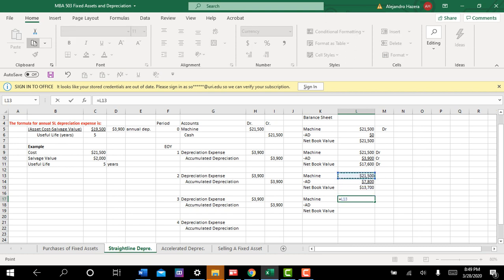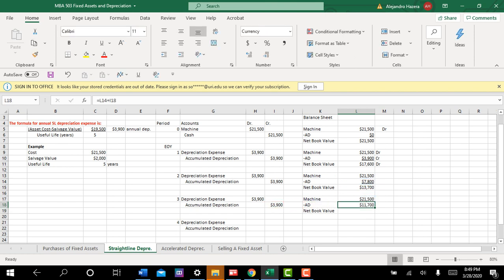Machine will be equal to $21,500. The new accumulated depreciation is going to be $7,800 plus $3,900, which is your depreciation. So if we put it right there, there's your $7,800 plus $3,900. And your new net book value will once again be $3,900 lower than the previous year's net book value. So it's going to be 21,500 minus the 11,700. That's going to give you 9,800. And it's the net of those two amounts right there.